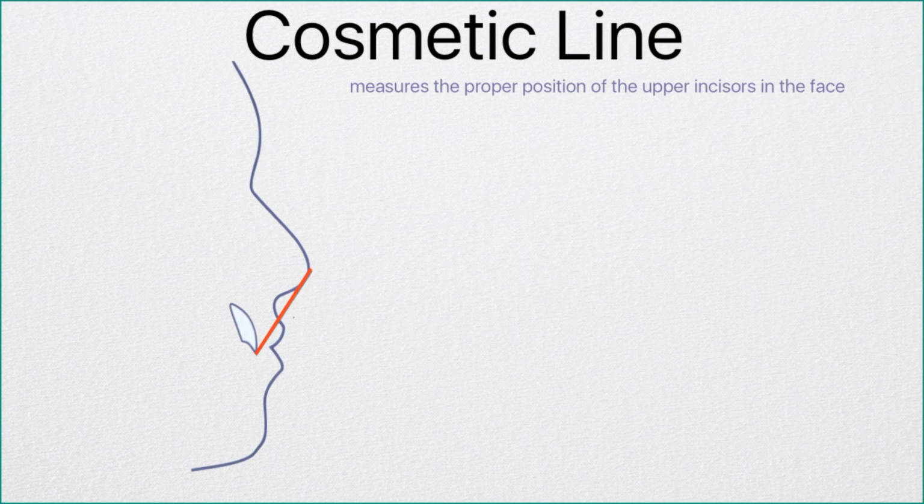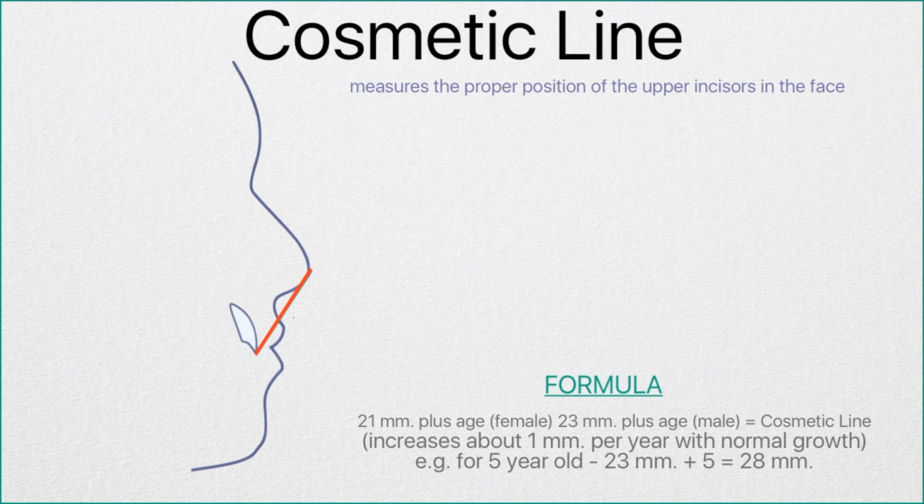So here is the measurement. It's the distance between the incisal edge of the upper incisor and the tip of the nose. It's very easy to calculate. For a child, for a female, it's 21 millimeters plus the patient's age in years. For a male, it's 23 millimeters plus the patient's age in years. And here I've illustrated it. If you have a 5-year-old male, it's 23 plus 5, which equals 28.